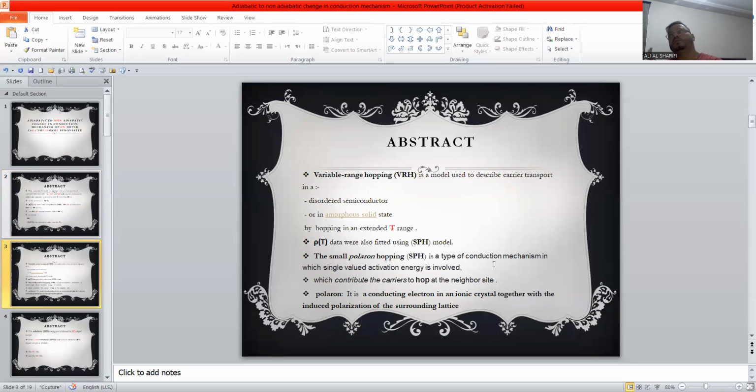Here, let's take a look at what VRH is, like I said before, variable range hopping. What does that mean? Let's give an appropriate definition. I take this definition from Google and I put all the links in the last slide of this article. You can take a look. It is a model used to describe carrier transport in disordered semiconductors and or in amorphous solid state. We can use this model to describe carrier transport in these two situations, disordered semiconductor or amorphous solid state, by hopping. Hopping means something like a jump, in an extended temperature range.